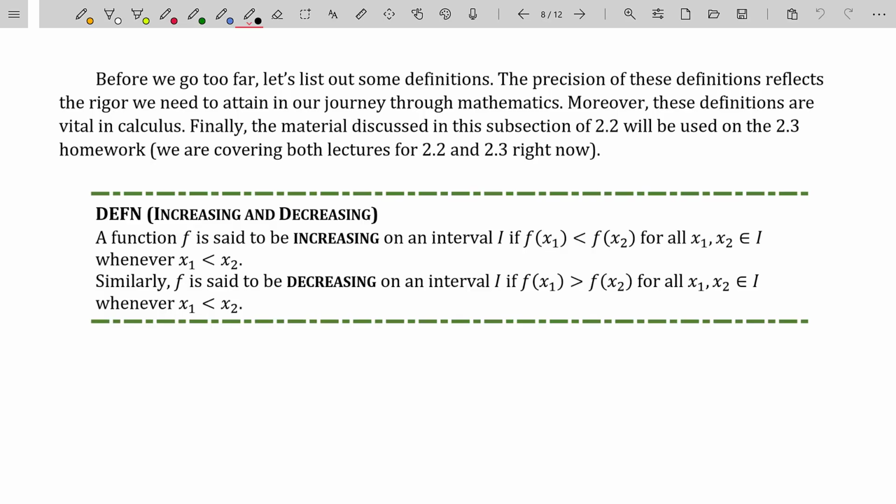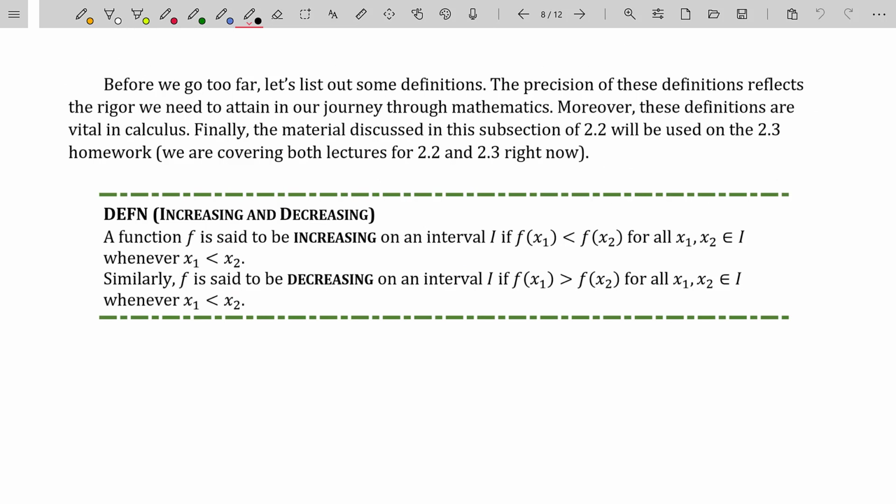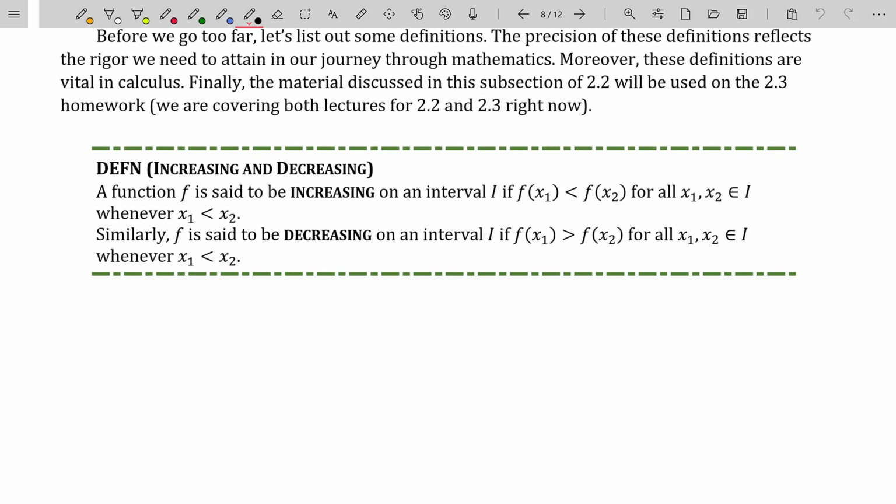Now, before we get too far, we're going to list out some definitions because in a section called Graphs of Functions in a textbook for Precalculus, often they have a lot of extra information. I want to talk about that information briefly. A lot of it is very, very obvious, but still it's good to talk about it. The precision of the definitions that I write down reflects the rigor we need to attain in our journey through mathematics. I'm just reading this off my page here. Moreover, these definitions are vital in calculus.